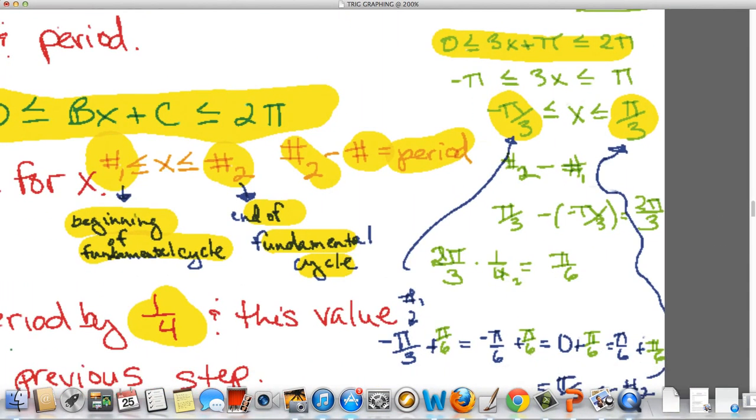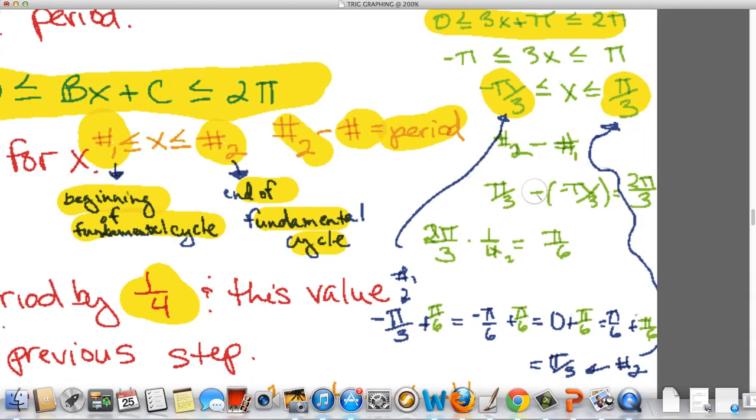Okay? And if you take the difference, pi over 3 minus negative pi over 3 is indeed 2 pi over 3, because two negatives become a positive. So then what you do is you take your 2 pi over 3, which was your period, multiply it by 4, because sine is broken down into 4 different sections, so is cosine. And when you reduce, you get pi over 6. So what you do is you start with this number 1 here, and you add pi over 6 to it 4 times. When you do so, your final answer better be this number 2 of pi over 3. In this case it is.